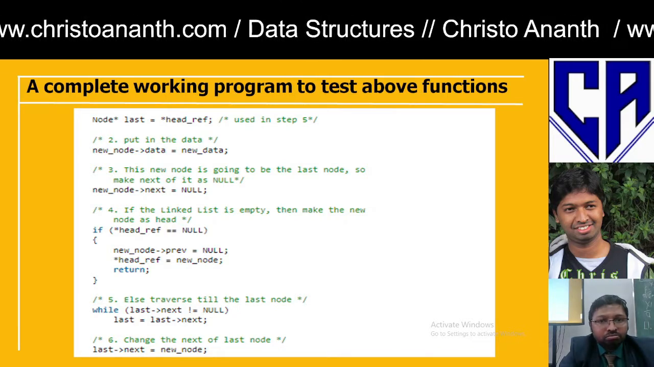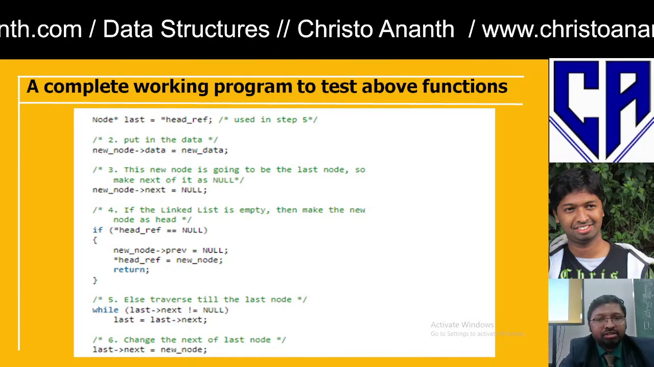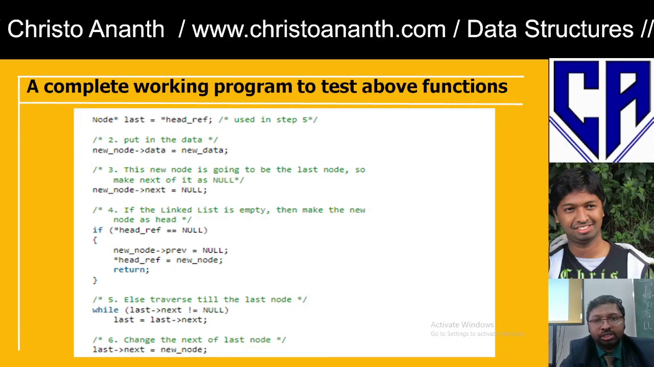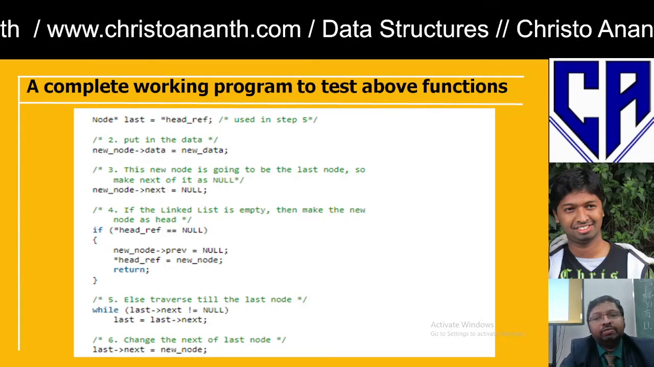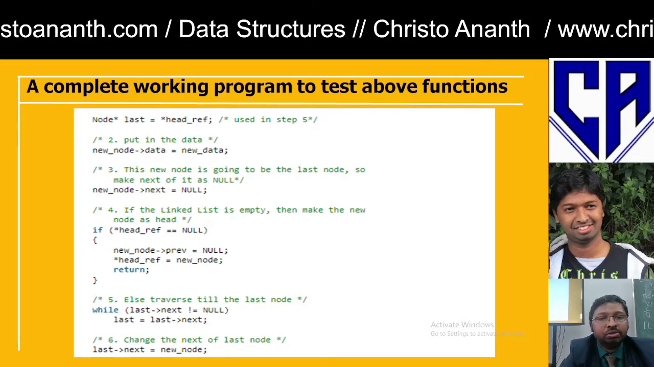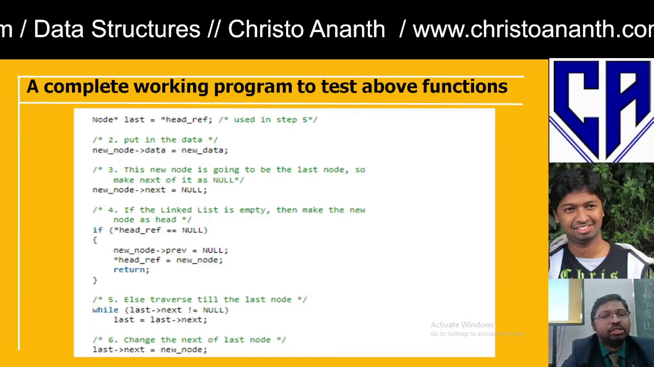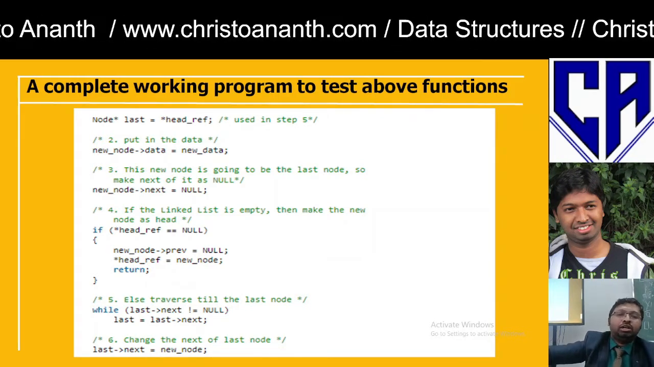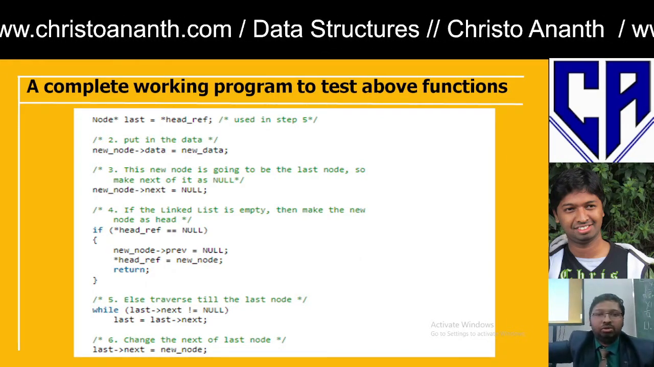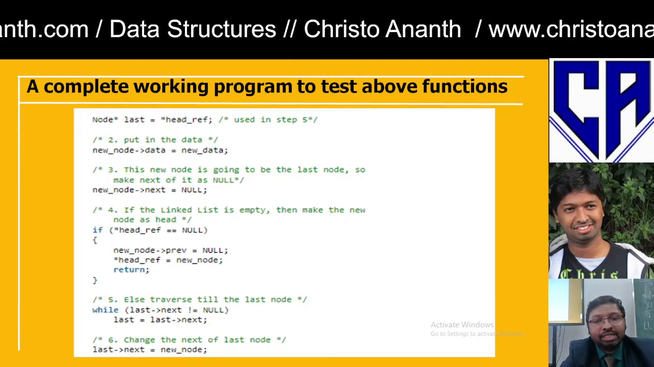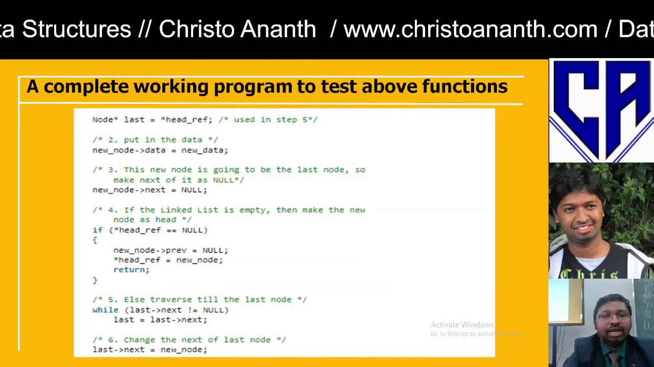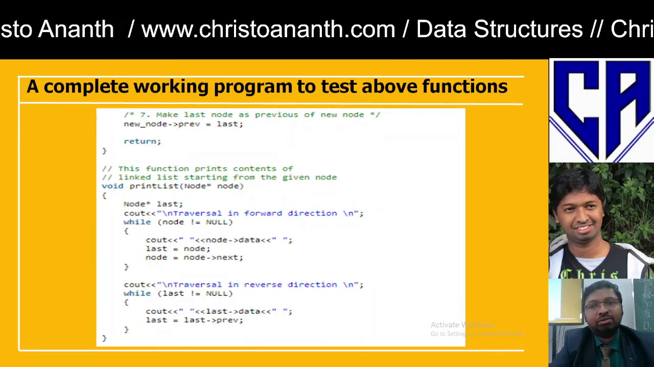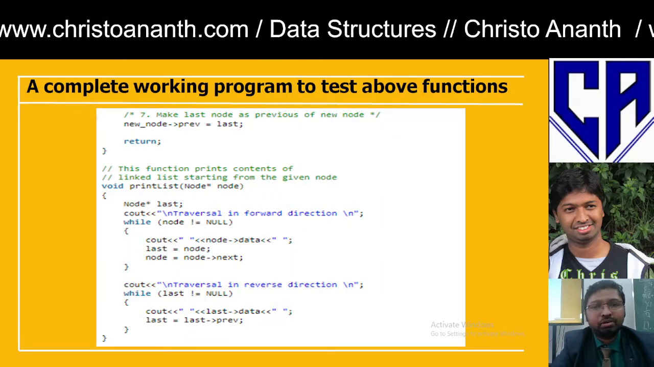Okay, so the process still remains the same, where you add in the data: new node data equal to new data, new node next is equal to null, and if the head reference is equal to null, you go with new node previous is equal to null and head reference is equal to new node, and finally you return. This process continues till you traverse to the last node. So while last next is not equal to null, last equal to last next. Then last next is equal to new node, and finally make the last node the previous of the new node. So new node previous equal to last, and then return.